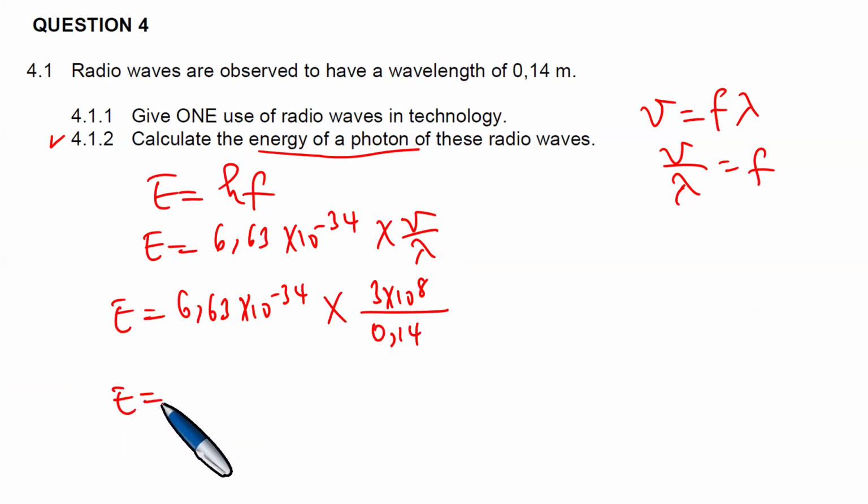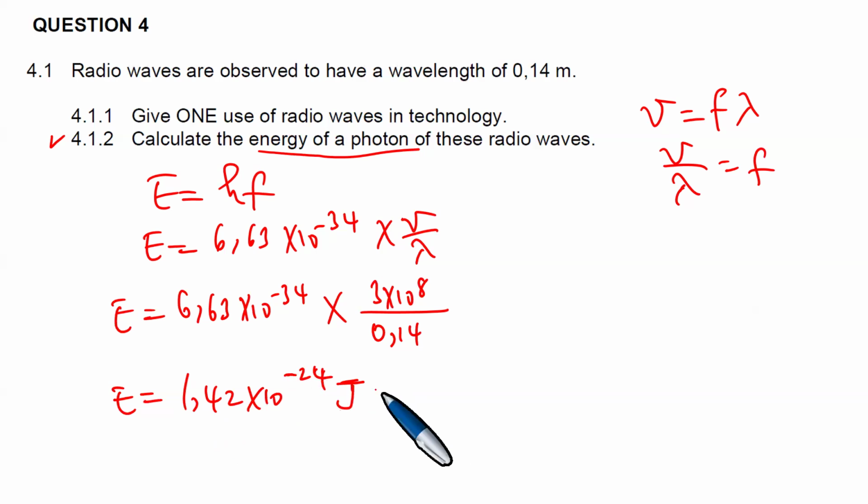And if you use a calculator here, it becomes 1,42 times 10 to the minus 24 joules. Okay, energy is measured in joules, so just take note of that. So you can calculate the energy of a photon of light. In other words, this is the speed of light in vacuum, which is 3 times 10 to the 8th power. Next question.